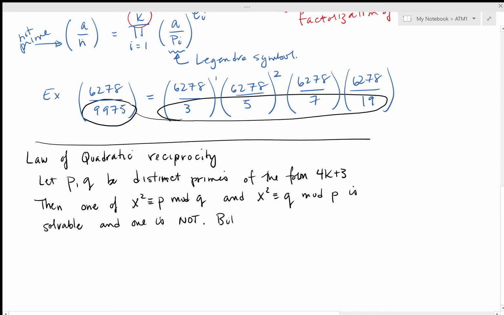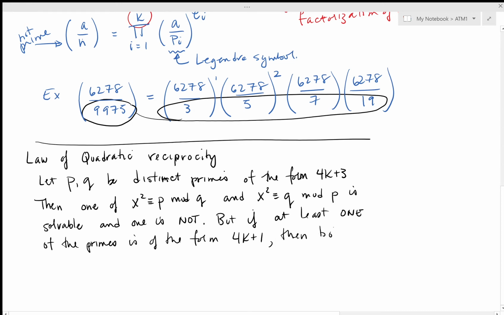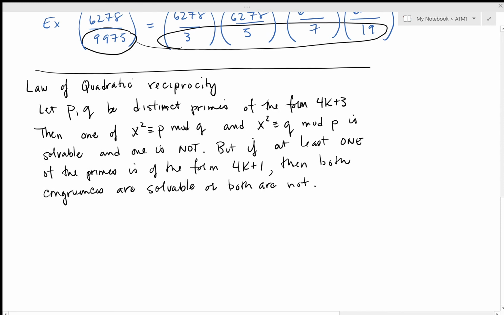But if at least one of the primes is of the form 4k plus 1, then both congruences are solvable, or both are not. Okay, there's a statement of the law of quadratic reciprocity.